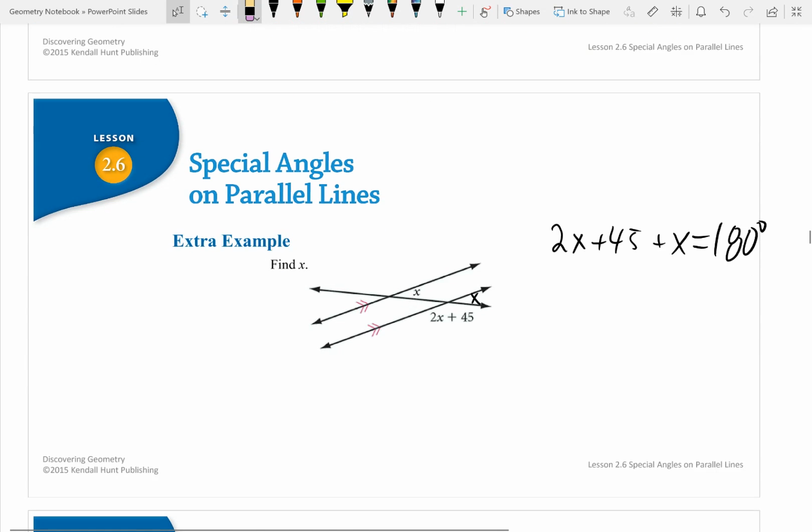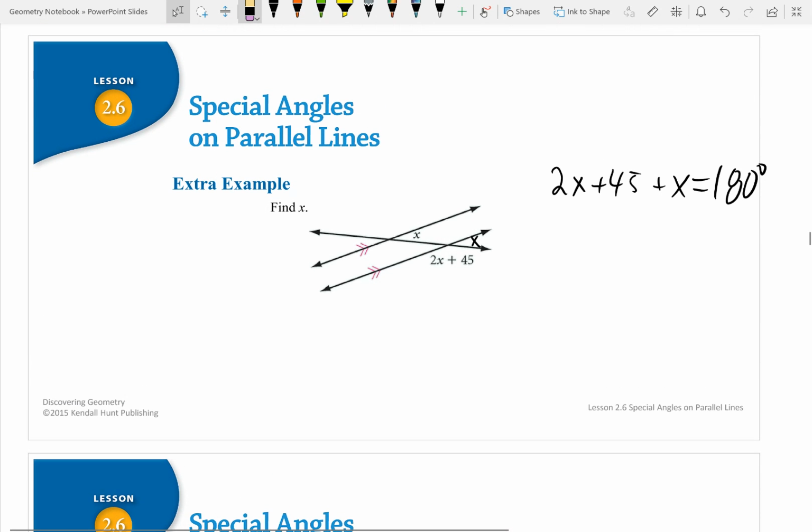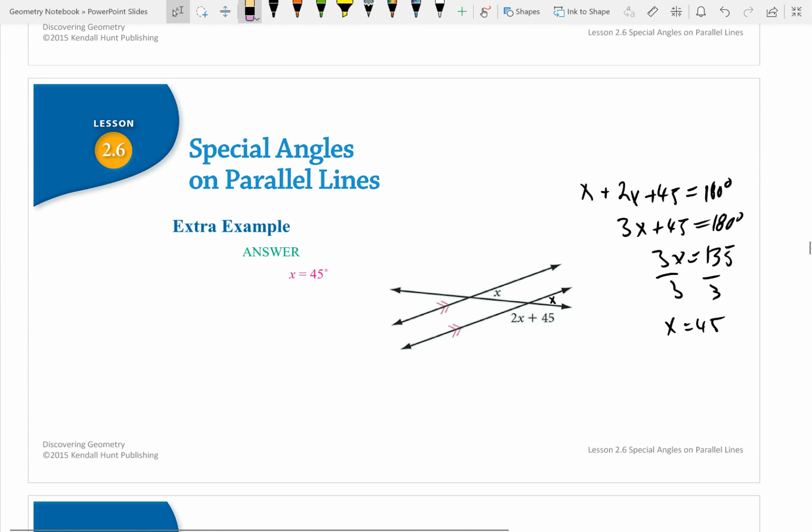Okay. Extra example. Solve for x. Well, you can go ahead and use the fact that these are corresponding angles. They add to 180. When we do that and solve, we're going to get 45 degrees.